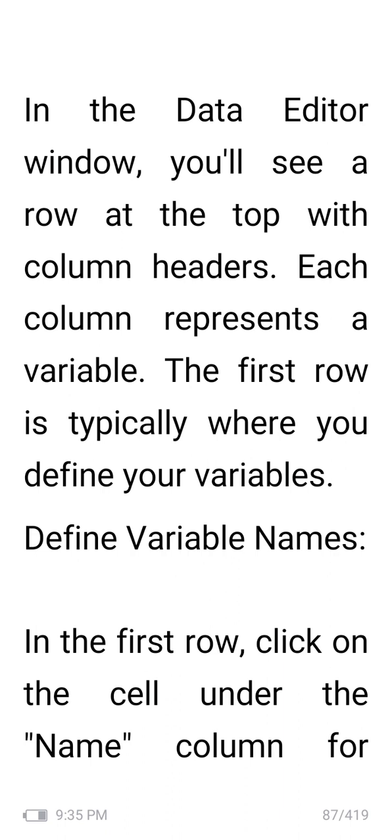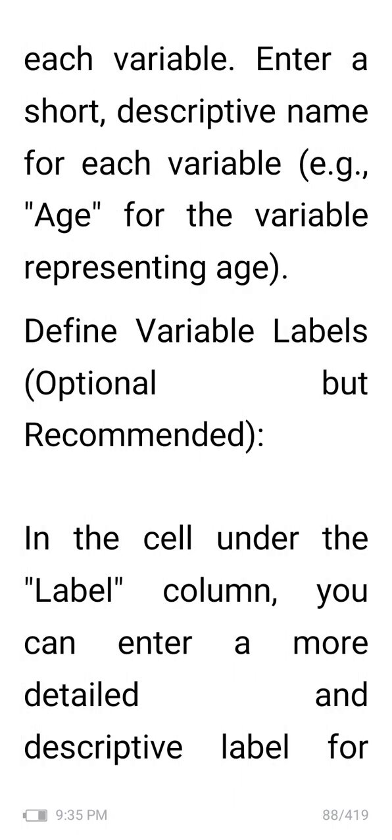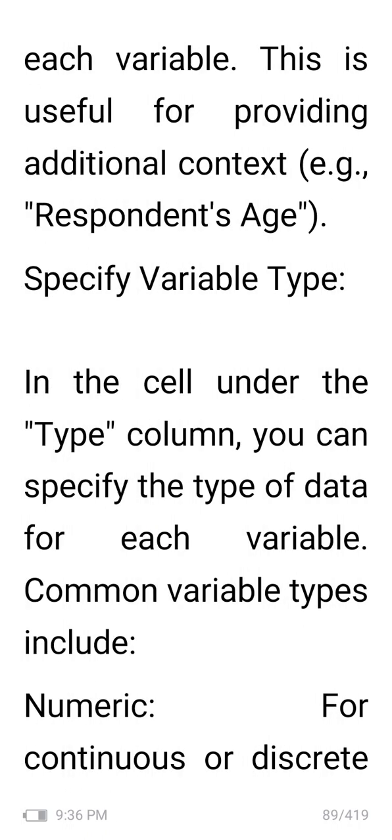Define variable names. In the first row, click on the cell under the name column for each variable. Enter a short descriptive name for each variable. For example, age for the variable representing age. Define variable labels, optional but recommended. Then in the cell under the label column, you can enter a more detailed and descriptive label for each variable. This is useful for providing additional context. For example, respondent's age.